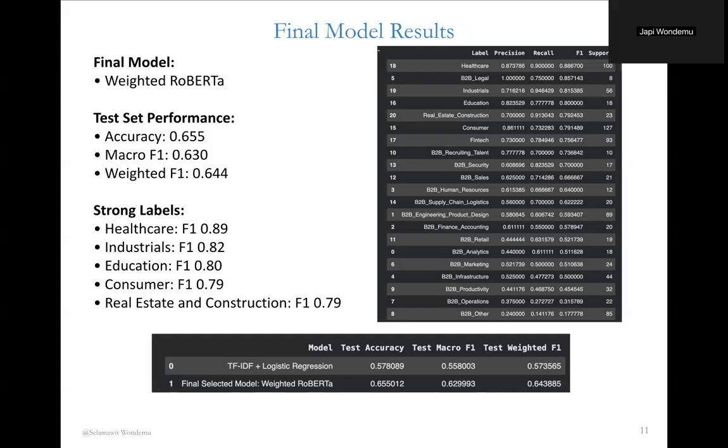And when looking at the breakdown by sector, you could clearly see that sectors like healthcare, industrials, education, consumer, and real estate and construction do well and have strong results. However, the B2B sector seems to be weighing down our overall accuracy, macro F1, and weighted F1 scores.